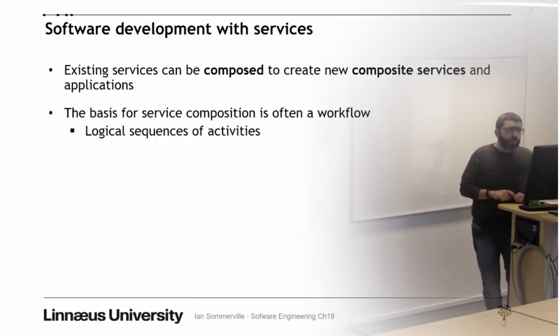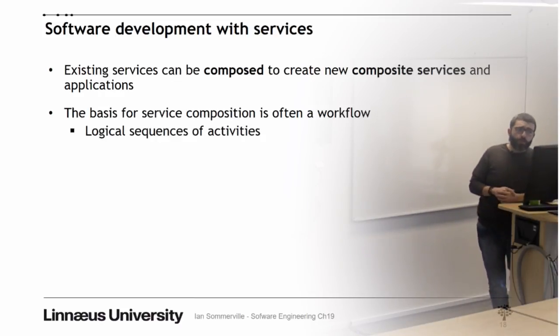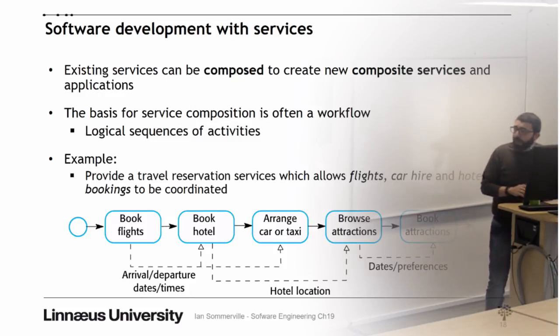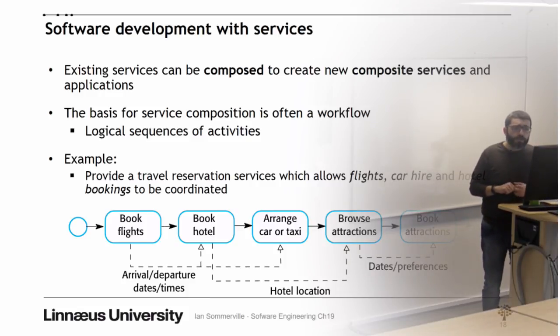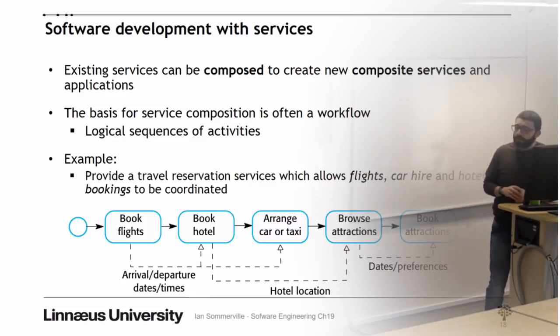The base for a service composition is usually a workflow, which is a logical sequence of activities. For example, here we have a workflow for providing a travel reservation that allows you to book a flight, book the hotel, and then arrange a car taxi. Once you arrive at the hotel location, we can browse for attractions and book these attractions. This is a set of activities defined as a workflow.